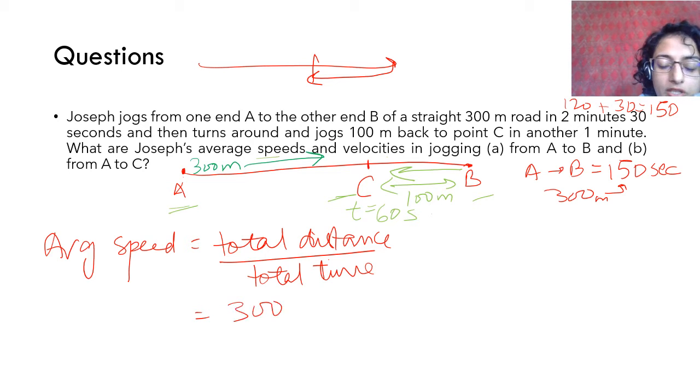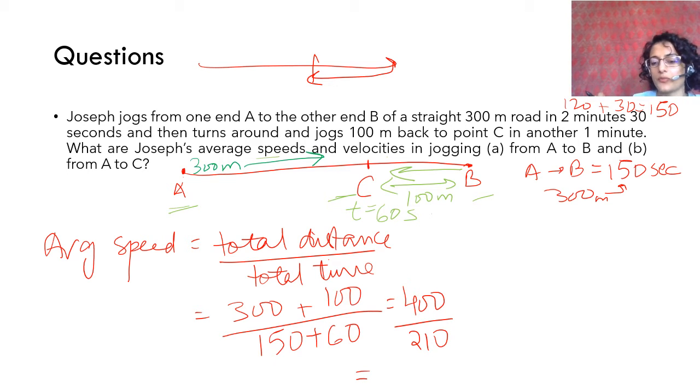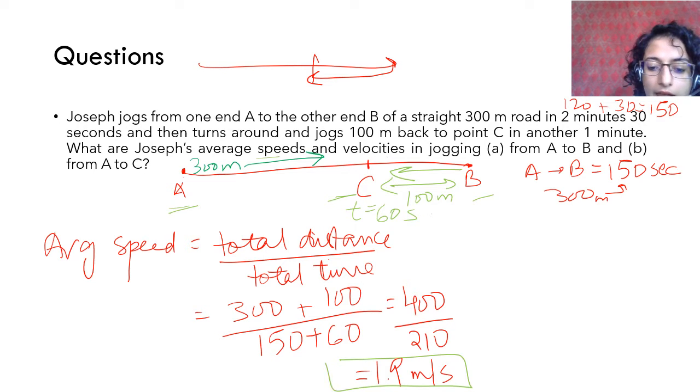पहले उसने A to B 300, from B to C 100, and total time taken is 150 plus 60 seconds is equal to 400 by 210, which comes to approximately 2. Right, approximately 2 होता है, 1.8 या 1.9 ऐसे कुछ होगा. So we'll just say 1.9 meter per second. This is his average speed. ठीक है, 1.9 meter per second is his average speed.